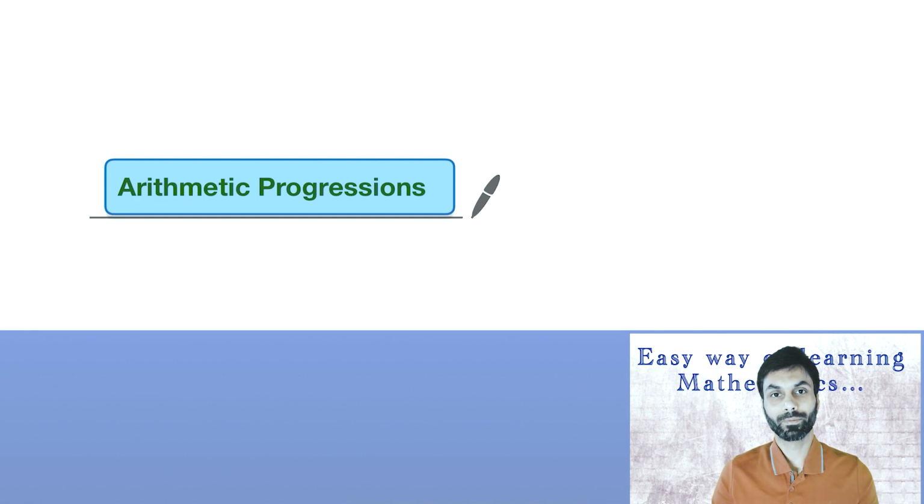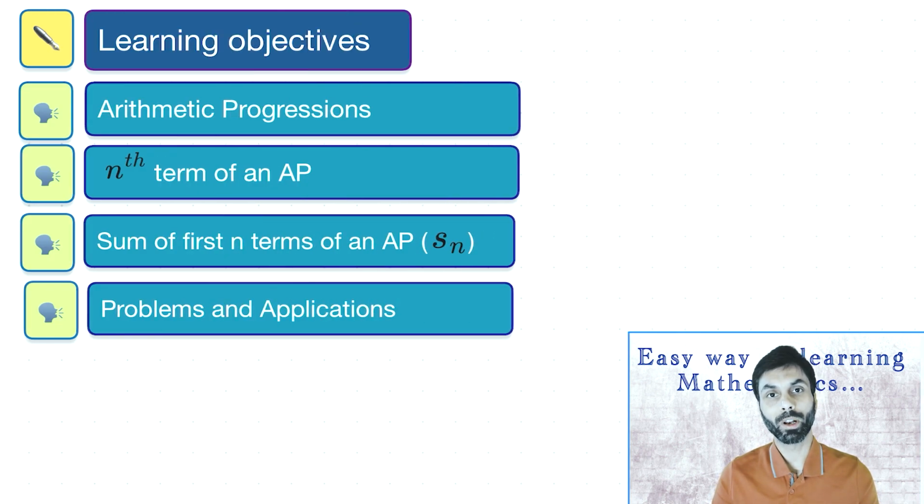Hello everyone. Today I'm here again with another chapter of class 10 mathematics where I'll be discussing arithmetic progressions. So what are we going to discuss in this chapter? Let's see. First we'll be discussing the basics related to arithmetic progression. In short it is also called AP.